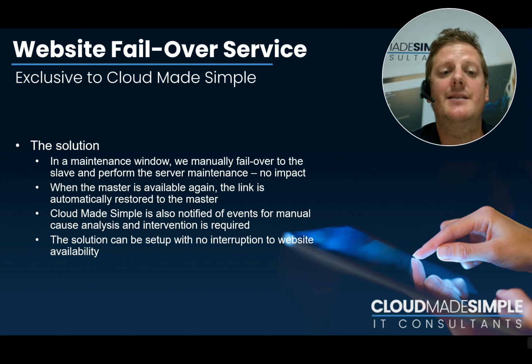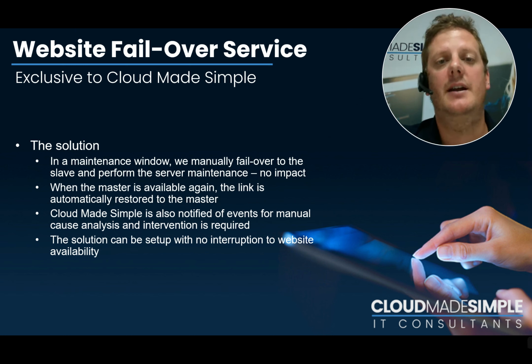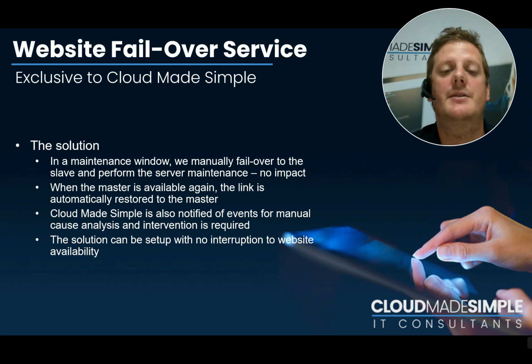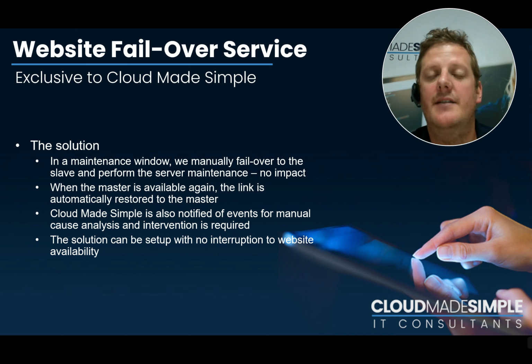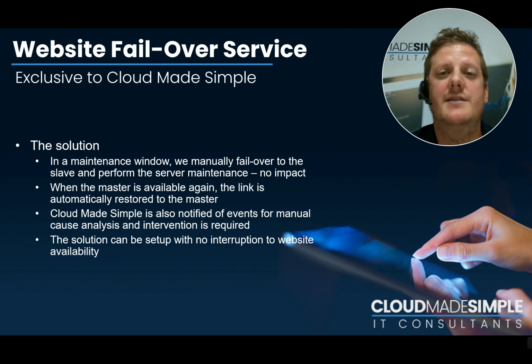So in maintenance windows, we can manually fail over the website to the slave server and perform the maintenance on the main server with no impact to your website. In both cases, when the master server is available again, the link is automatically restored to the master. And again, that's within a 70-second window. We're also notified if something occurs, so we can jump in and do a manual cause analysis and also intervene if required.